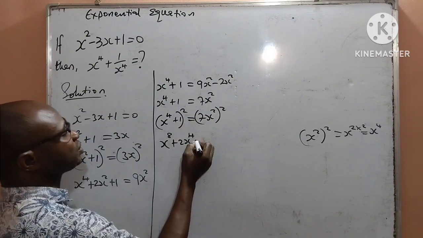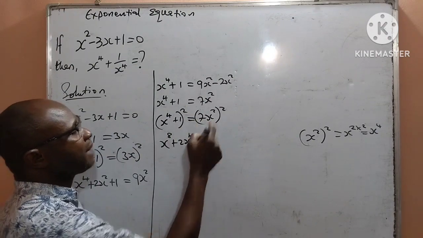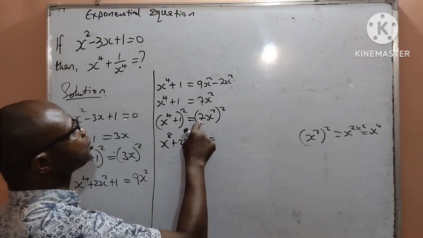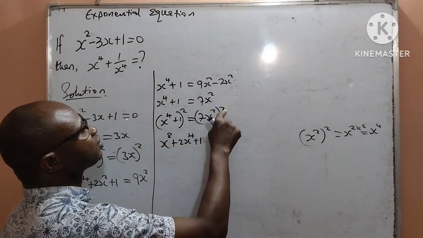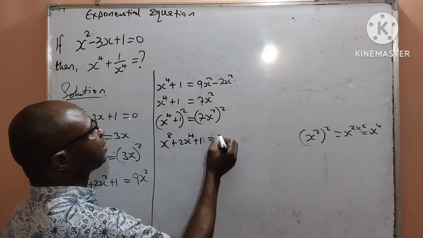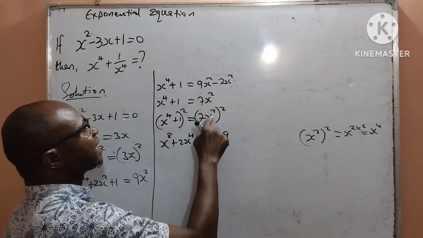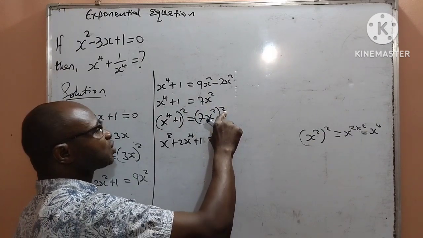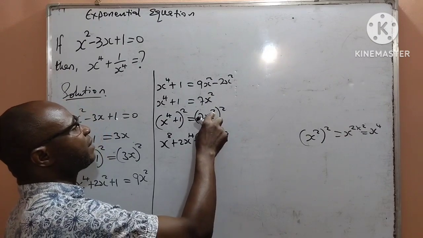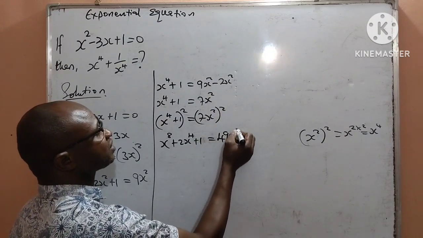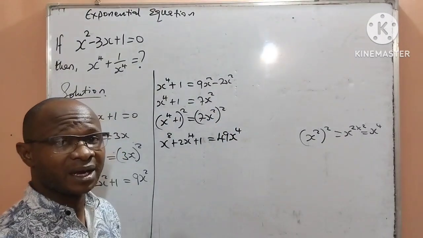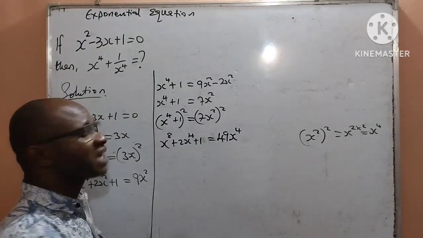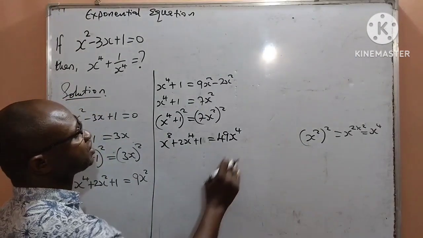Again, 1 raised to the power 2 is equal to 1. And by the right hand side, 7 raised to the power 2 will give me 49. And the x raised to the power 2, also raised to the power 2, will be the powers multiply each other to give me x raised to the power 4. This is where I am now. I have squared both sides of the equation, and this is the result.